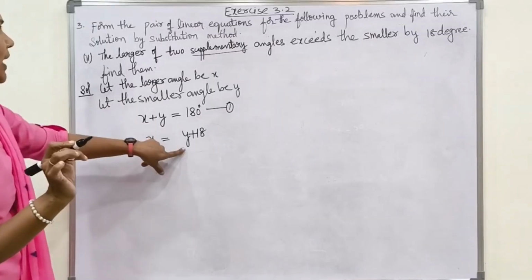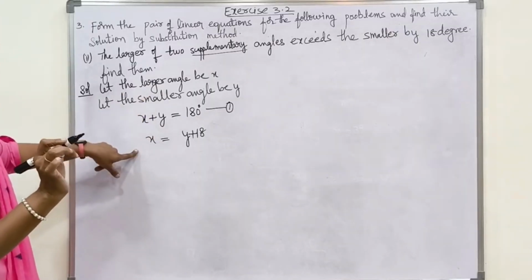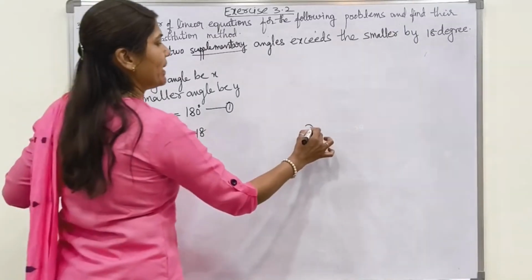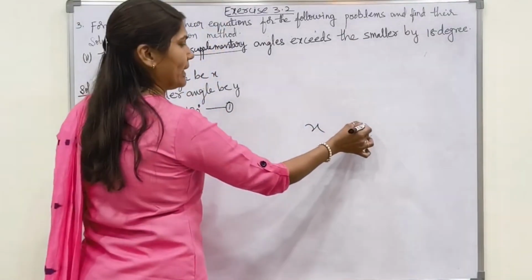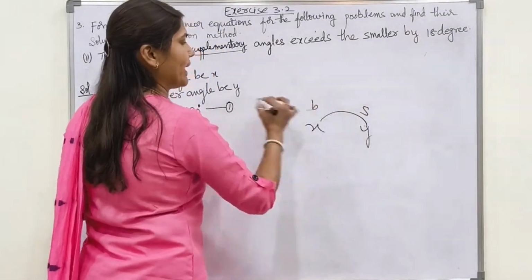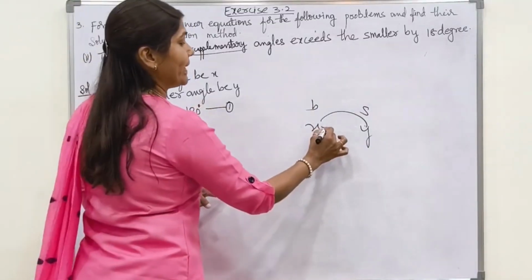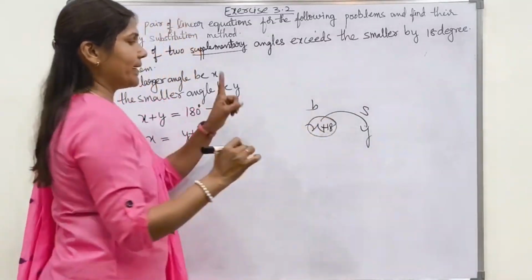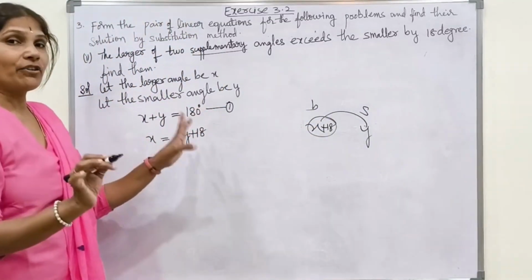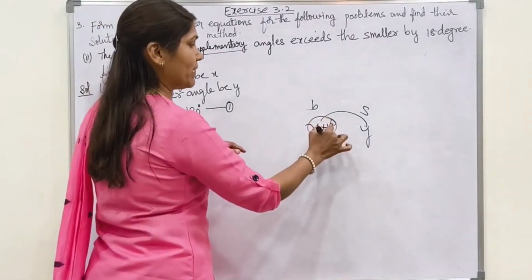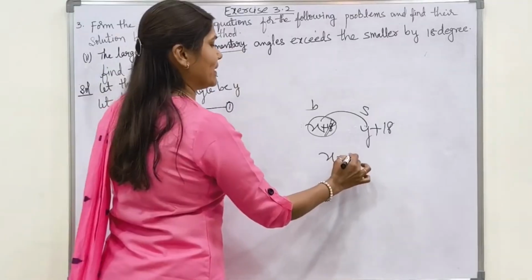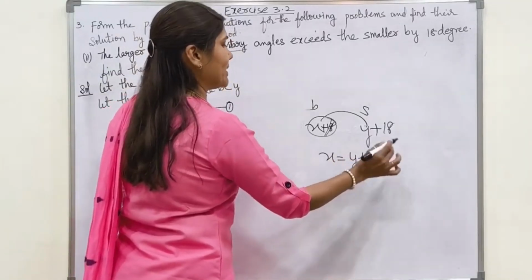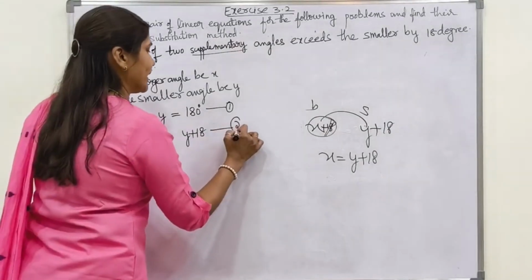See here, comparing the smaller angle to the big angle, this is the big angle, this is the smaller angle. Comparing both, the bigger angle is 18 degrees more. But we have to equalize the equation. This side has more, so we can't add on this side. We add on the other side. So what is the equation? X is equal to y plus 18. So this is the second equation.